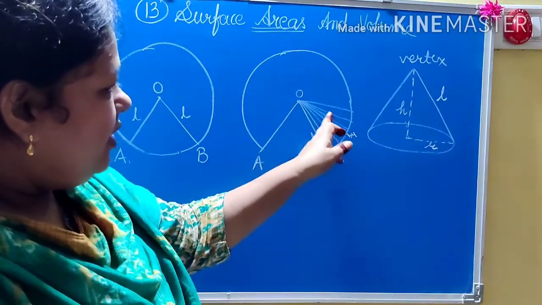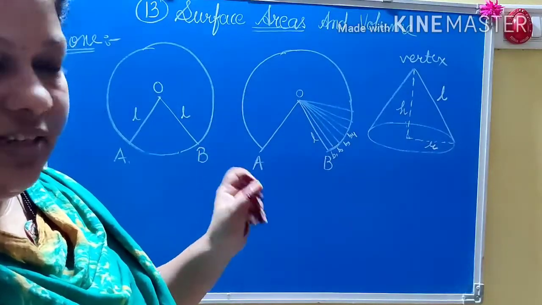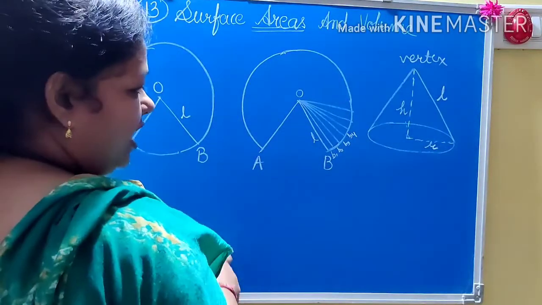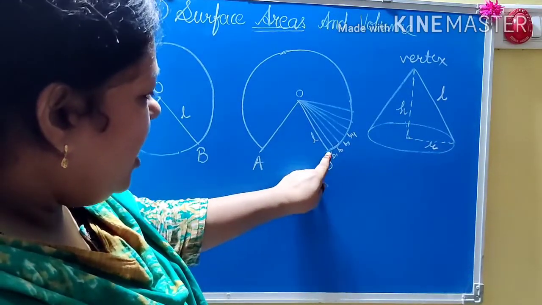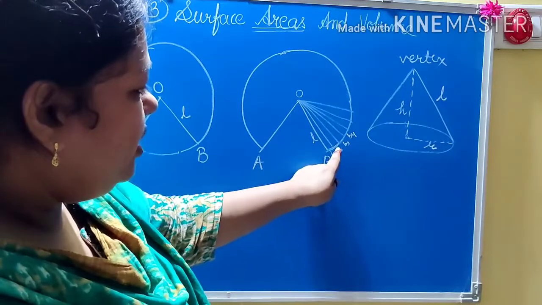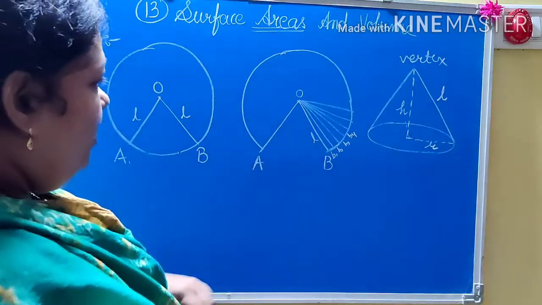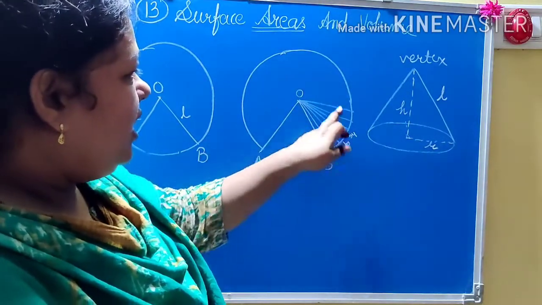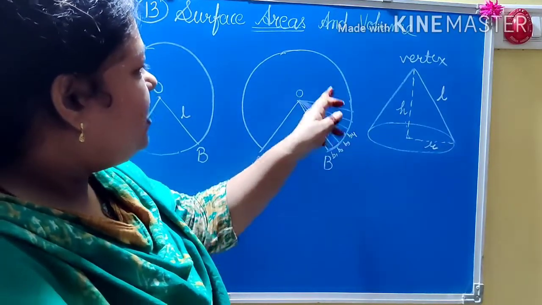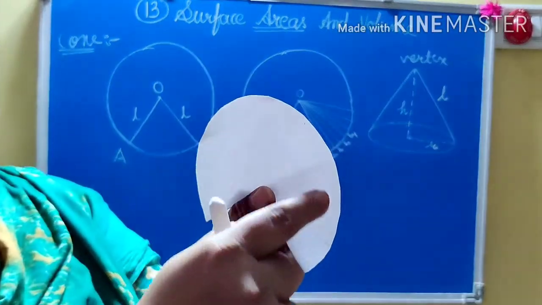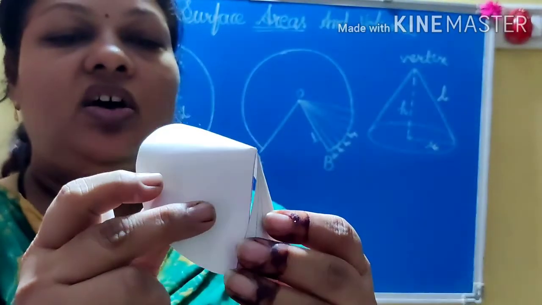I will divide it into so many small triangles, like this. They are arranged so that the height of each triangle is L and the bases are B1, B2, B3, B4 and so on. When I add the areas of all these smaller triangles, I get the CSA of this portion. The area of this portion is nothing but the CSA of the cone.